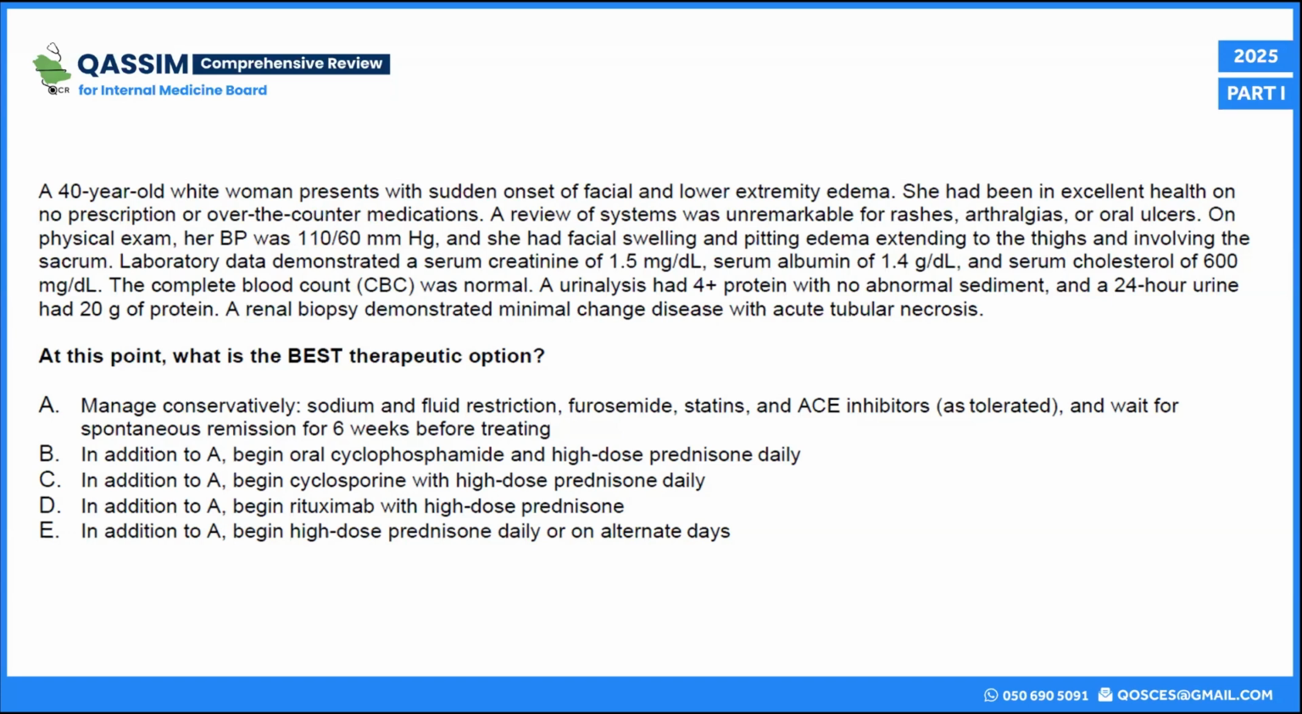So what do you think is the best therapeutic option for this patient? A, manage conservatively: give the patient sodium and fluid restriction, statin, Lasix, and then wait for spontaneous remission. B, in addition to that, start cyclophosphamide with the highest dose steroid. C, cyclosporin with high dose prednisolone daily. D, rituximab and high dose prednisolone. Or E, high dose prednisolone daily or on alternate days.